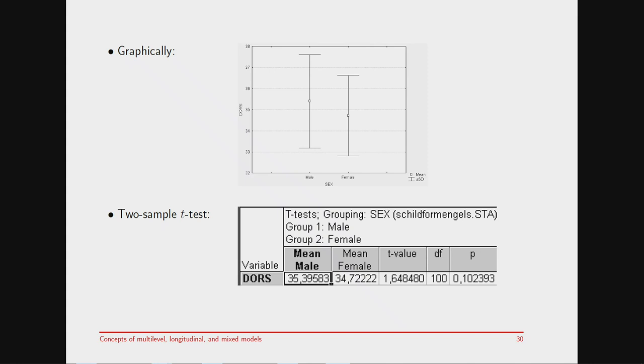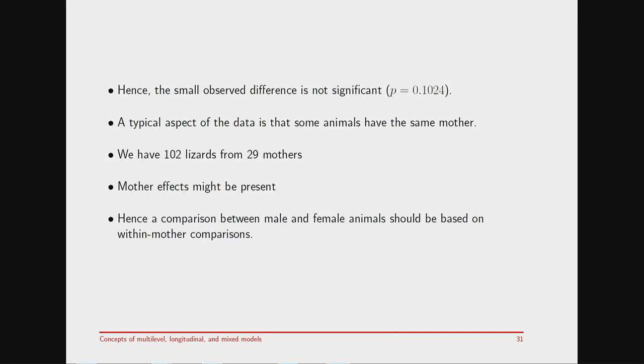What I did not tell you yet is that some of these animals are related to each other because they have the same mother. And then immediately you get clusters. Because some of these animals are, let's say, brothers or sisters of each other, and other animals have a different mother and therefore probably are not related to the first animals. And in total, we have these 102 lizards, but they come from 29 mother animals.